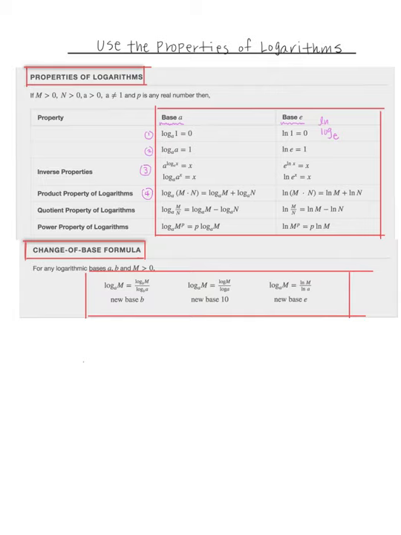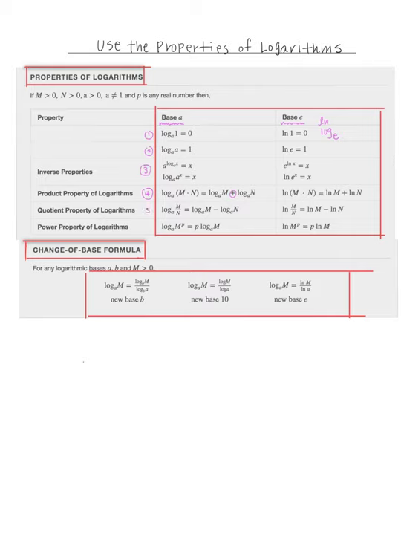If we've got a log base A of m times n, it's going to become log base A of m plus log base A of n. So if you've got a product, it's going to turn into an addition. Now same thing for the ln. We've got ln of m times n. It's going to be ln of m plus ln of n.